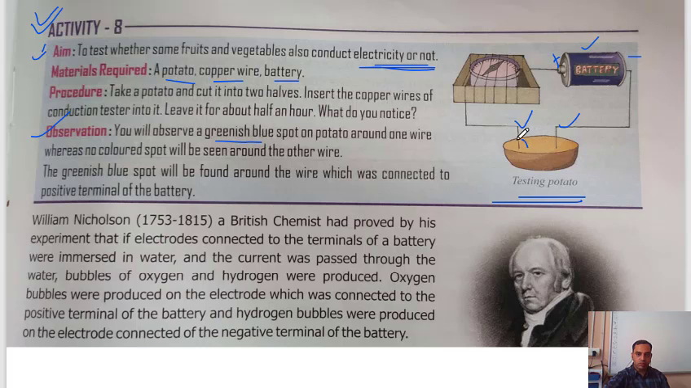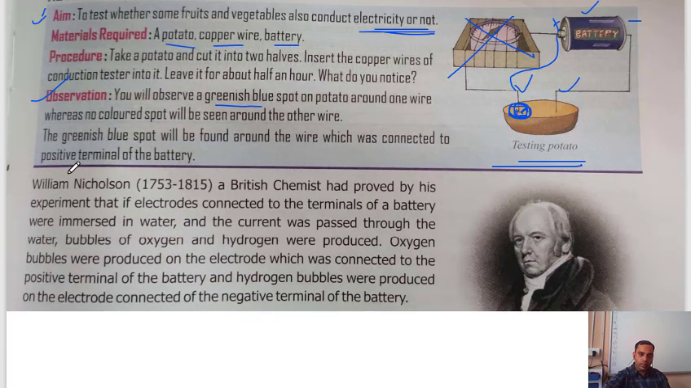If you do this experiment, you can find this part will become a little bit green. You can do this experiment on your own, because you do not require the magnetic compass here, as it might not be with you. So you can directly connect the battery with the potato till it changes its color into a little bit greenish color. Okay.